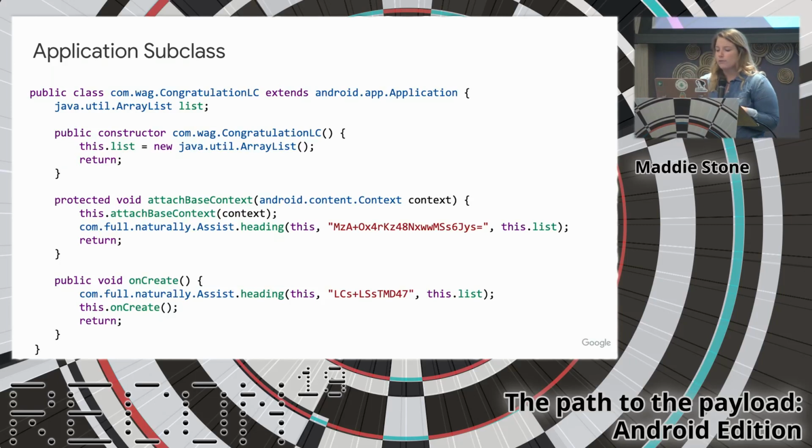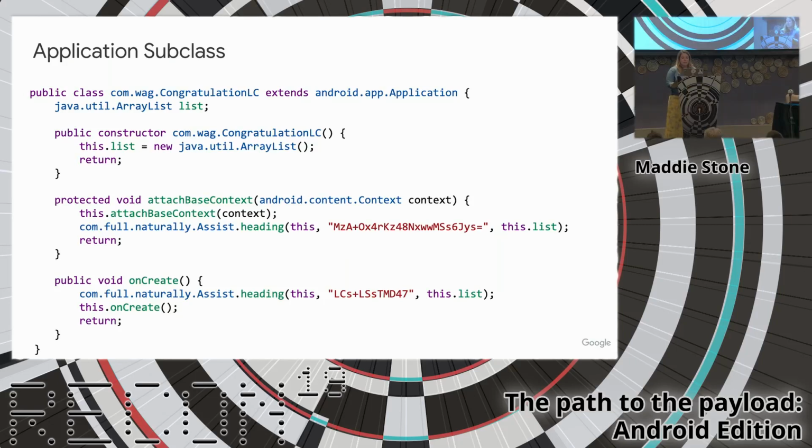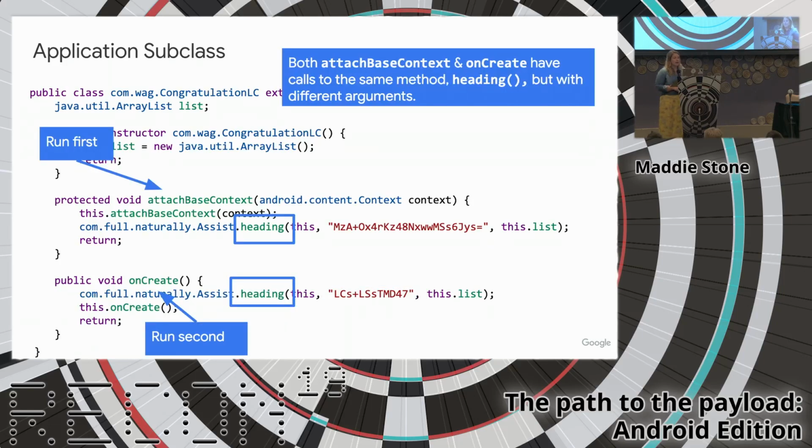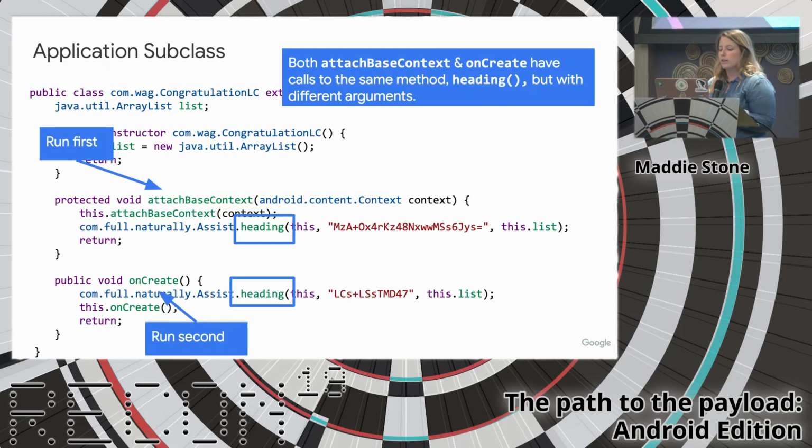So this is all the code that exists in the application subclass for this application. And there's 2 different methods in here. We have attachBaseContext and onCreate. attachBaseContext is always run first, and then onCreate is run. One of the things first is that all of our strings are obviously obfuscated, and we'll come back to that. The next thing to note is that these 2 methods look exactly the same, have the exact same method call in them, the only difference is an argument. So we need to remember that the one in attachBaseContext is run first with its argument, and then onCreate runs that exact same method, but with a different argument.